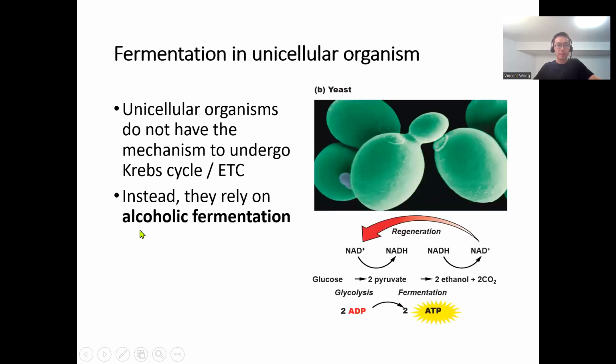So ethanol is the consumable alcohol, and we can use the yeast to produce alcoholic drinks like that because they use what's called alcoholic fermentation. So for them, they don't have the mechanisms to undergo Krebs cycle and etc.